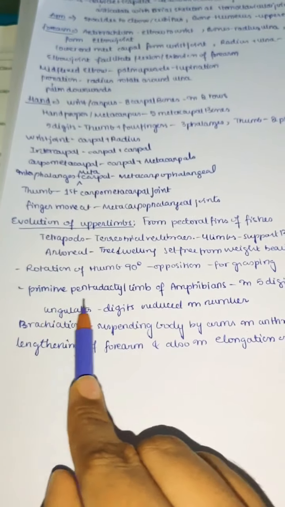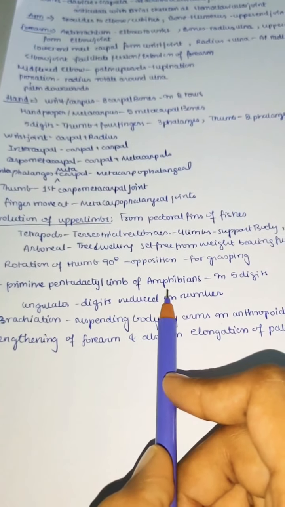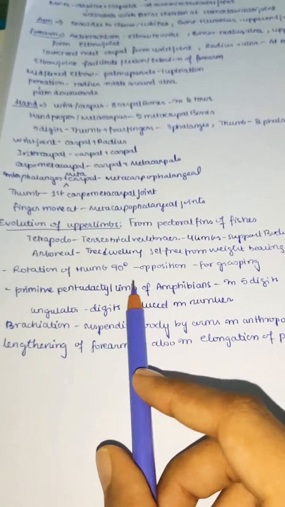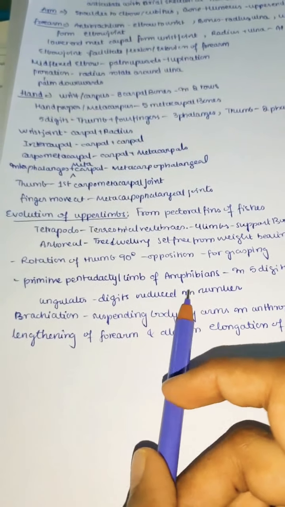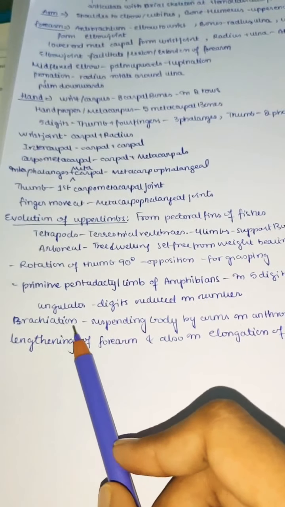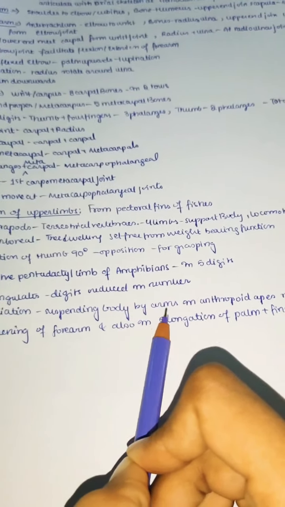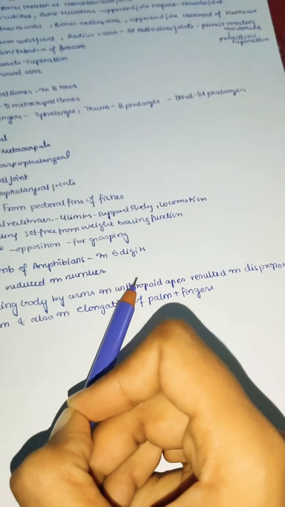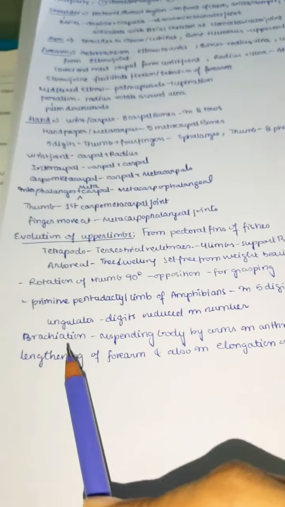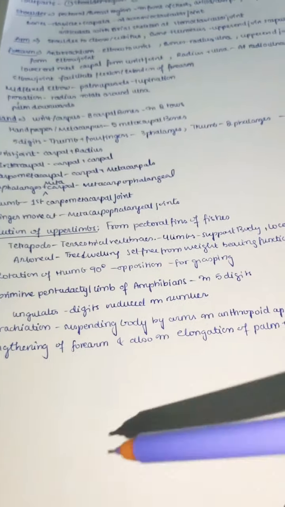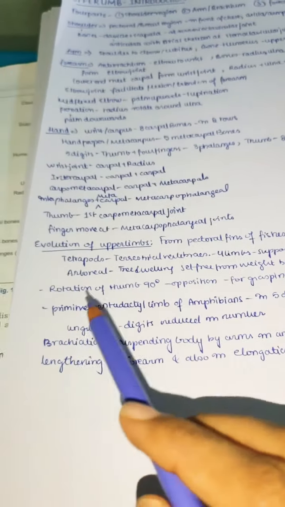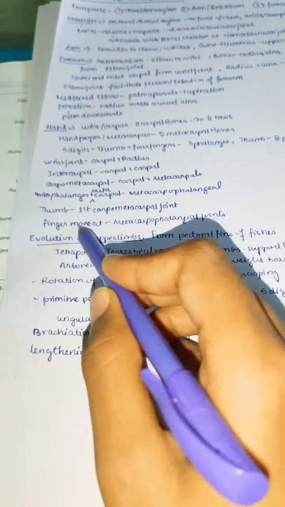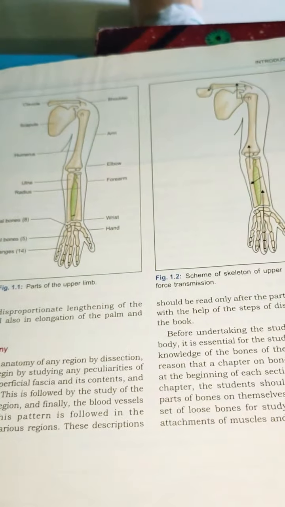And next, the primitive pentadactyl limb of amphibians has 5 digits, and ungulates have digits which are reduced in number. Next, coming to brachiation, it's suspending the body by arms in arboreal apes, resulting in disproportionate lengthening of the forearm and also elongation of palm and fingers. So these are not so important, but just to complete the chapter.